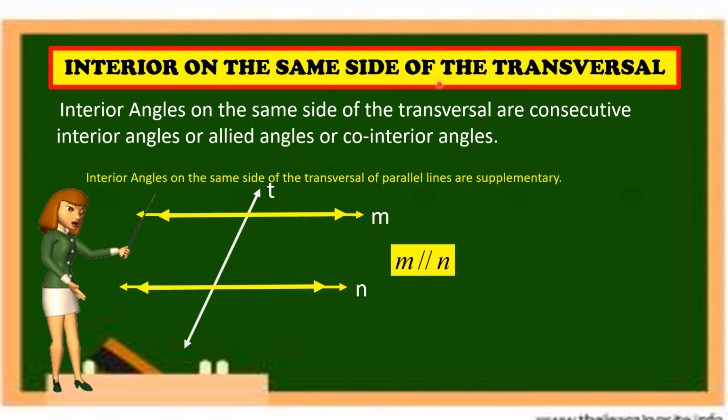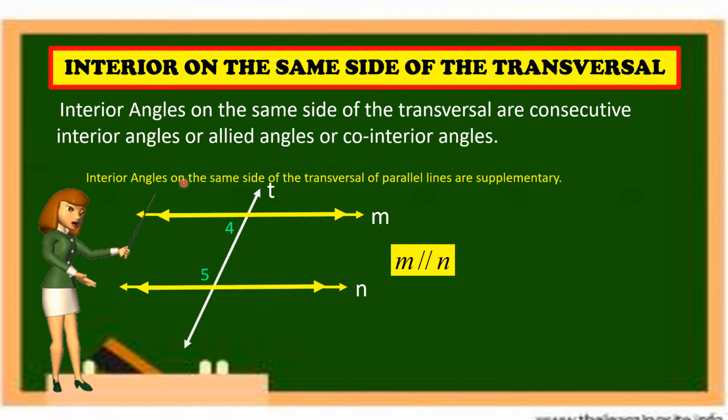Interior angles on the same side of a transversal. Interior angles on the same side of the transversal are consecutive interior angles, or allied angles, or co-interior angles. So we have line M and line N. Line M is parallel to line N and line T is a transversal. What are the pairs of interior angles on the same side of a transversal? We have angle 4 and angle 5.